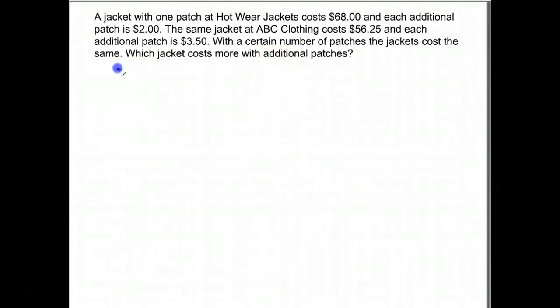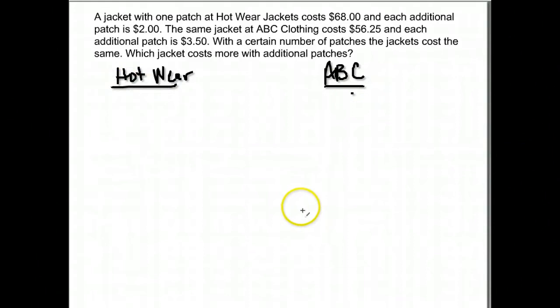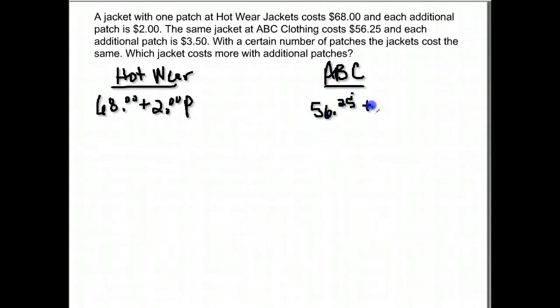Okay, so we have 2 different stores. We have Hotwear and we have ABC Clothing. This question is asking something a little different than the past 2 that we did. With Hotwear, it says it costs $68 to buy the jacket plus $2 per patch. So I'll call that 2p. At ABC, it's $56.25 to buy the jacket, and it's $3.50 for each extra patch you buy.